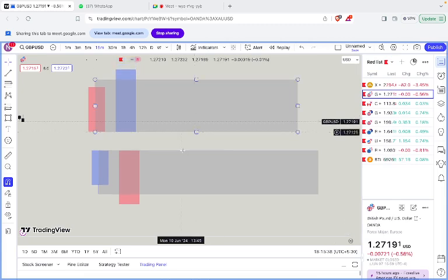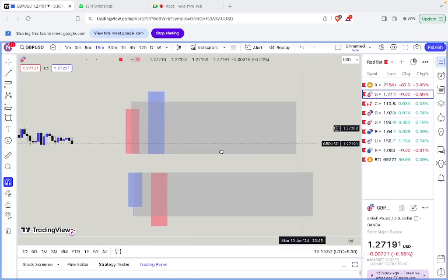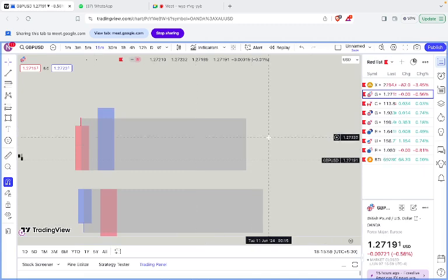Now the bottom one is called the engulfing sell zone because we put a rectangle over the engulfing sell candlestick pattern. They both are the same, just quite opposite to each other. You already know about engulfing buy and engulfing sell.